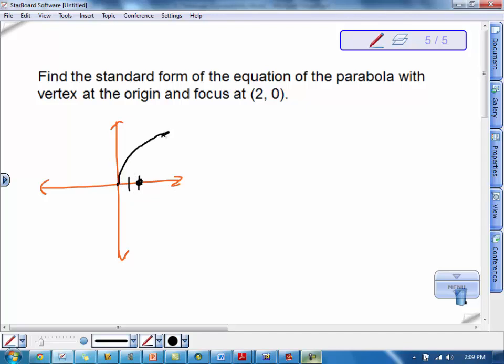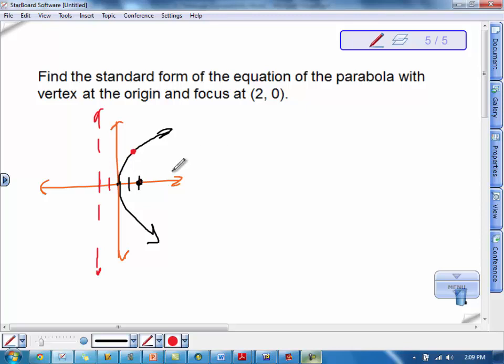So if I graph this parabola, it's going to look something like this. And I can draw the directrix in as well. The directrix would be 2 units back, and it would be this vertical line. Okay? So this parabola is defined as all the points that, like this point, must be the same distance from the focus as it is from the directrix. Those distances must be the same.